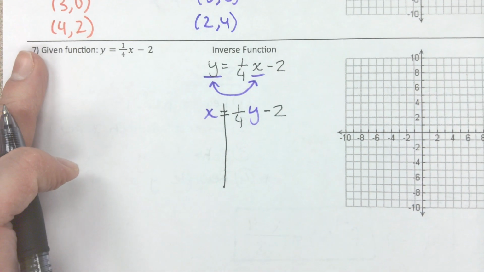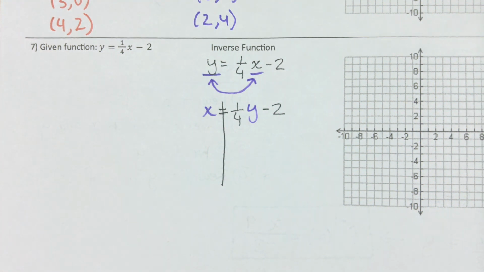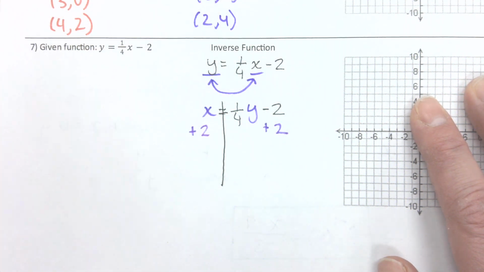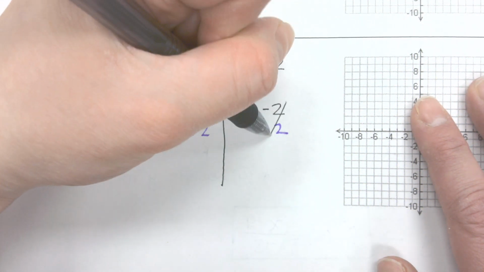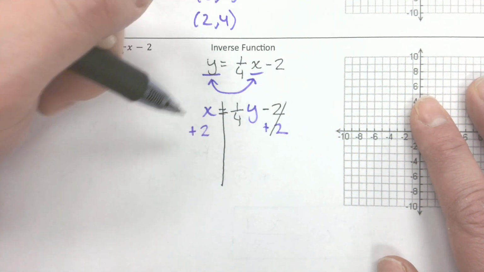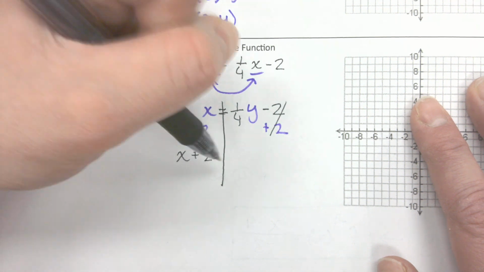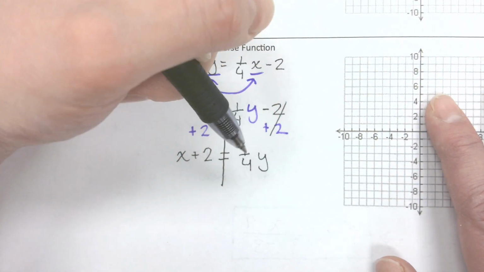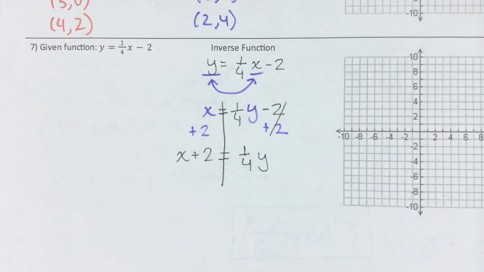And we need to get y by itself again. We'll do this in 2 steps. First, move the minus 2. Opposite is a plus 2. Both sides. 2's cancel. Left side, we just have x plus 2 equals 1/4 y. How do I get rid of a fraction that's attached to y? What's the step?